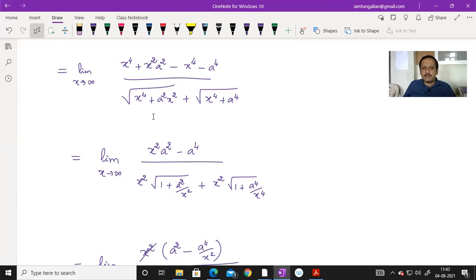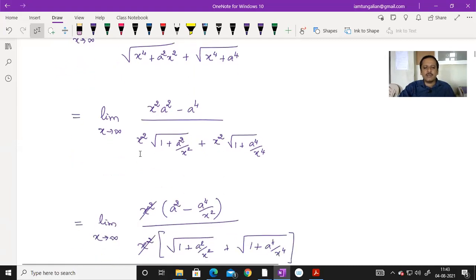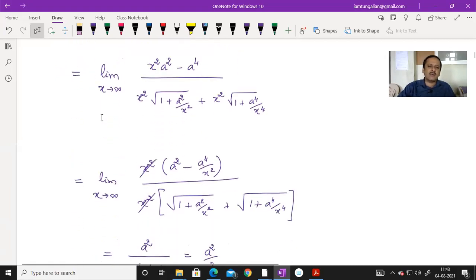Plus, here also I am taking x power 4 out. So when it goes out, it will become x square root of 1 plus a power 4 by x power 4. After that, I will take x square as common. You will have a square minus a power 4 by x square. So this x square, that x square gets cancelled. As x tends to infinity, a square by x square becomes 0. So we are left with a square by root of 1 plus root of 1. Root of 1 plus root of 1 is 2. a square by 2 is the answer.